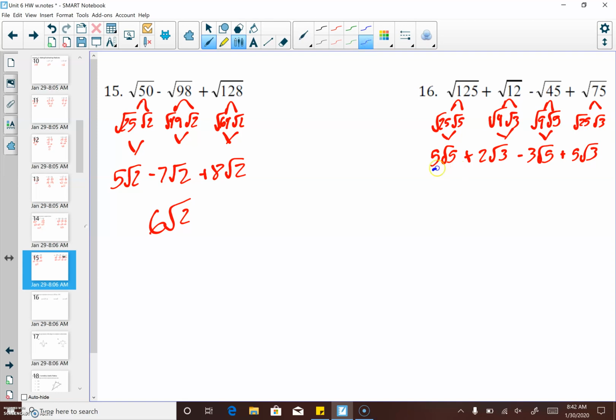So we only want to make sure that we are combining the ones that actually have the same radicals. So 5 square root 5 minus 3 square root 5 is 2 square root 5. And then 2 radical 3 and 5 radical 3 gives us 7 radical 3. And remember, when the radicals are different, we are just going to keep them separate.